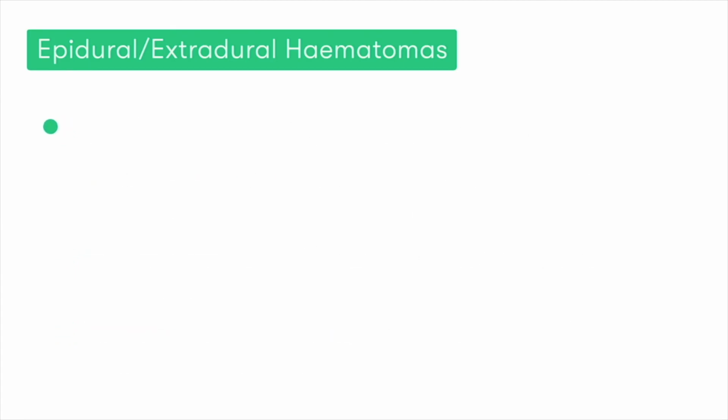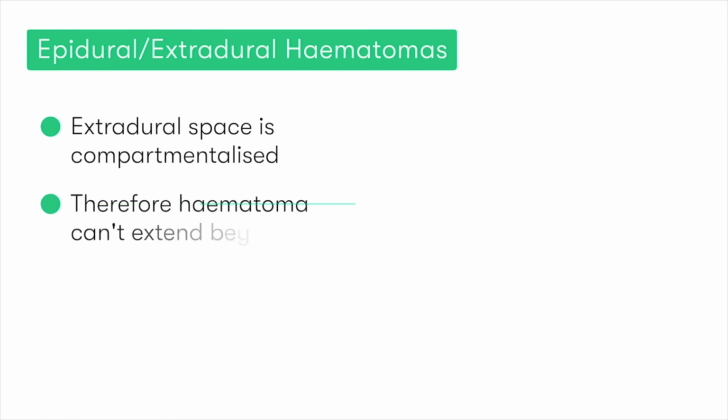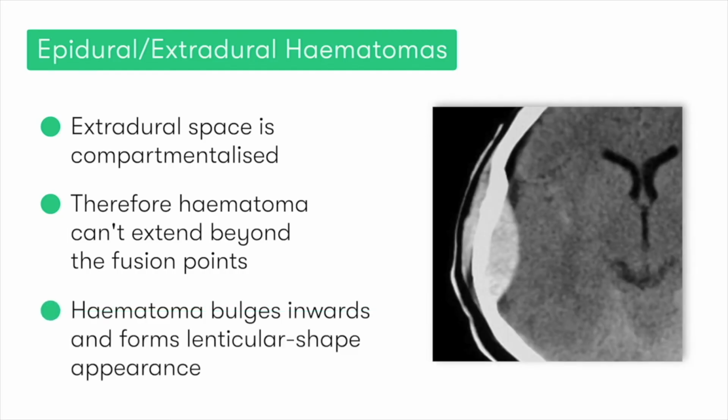Now, interestingly, the anatomy of the extradural space, and the fact that the dura mater actually fuses with the sutures of the skull, means that the space is compartmentalized, and therefore as the hematoma develops, it can't extend beyond these fusion points. This means that the hematoma actually bulges inwards, and we get a characteristic lenticular shape appearance on the CT scan.